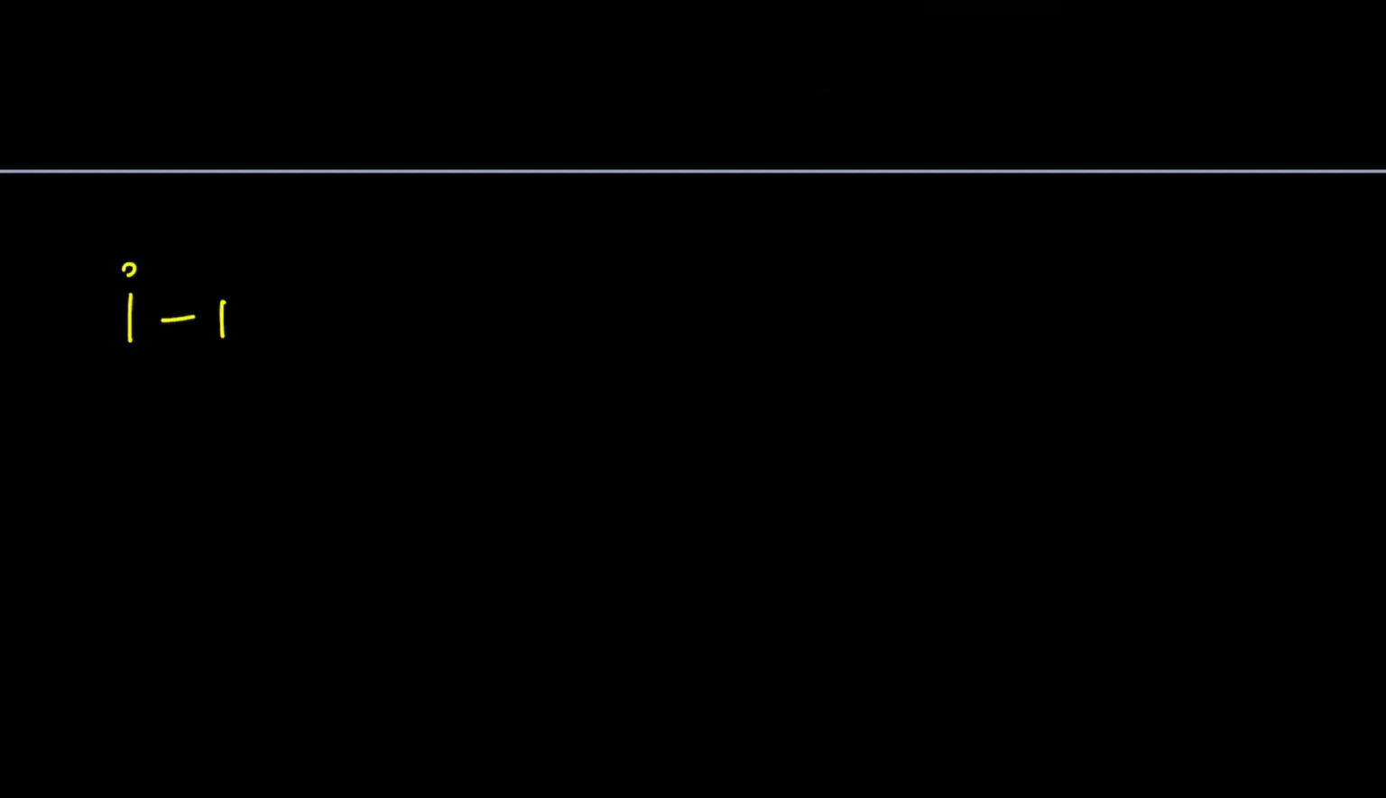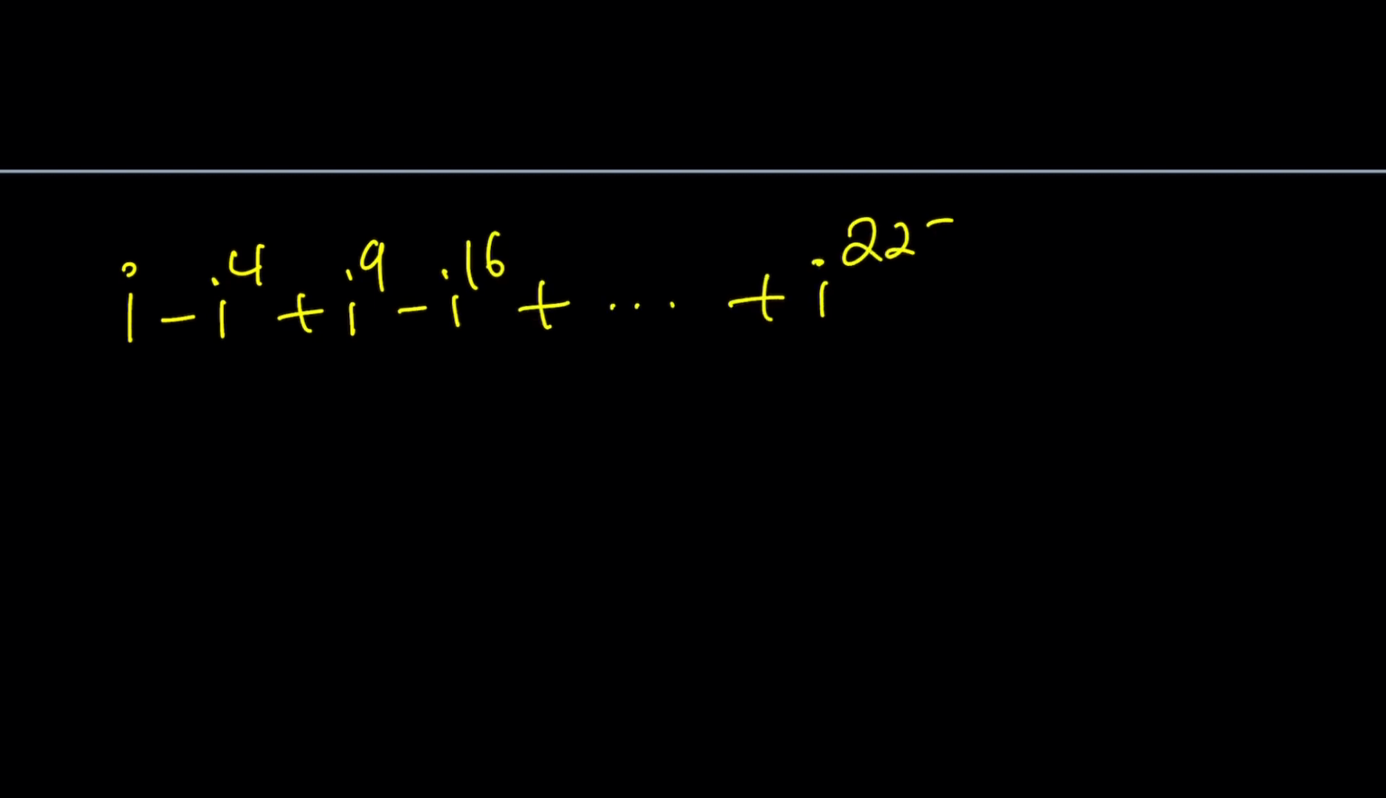Let's think of alternatives. I minus I to the fourth plus I to the ninth minus I to the 16th, all the way up to I to the power 225. Unfortunately, this is not a geometric series like I plus I to the third plus I to the fifth. Therefore, we can't use the formula. This is a little different. These are perfect squares. But again, pretty much we can find a pattern.